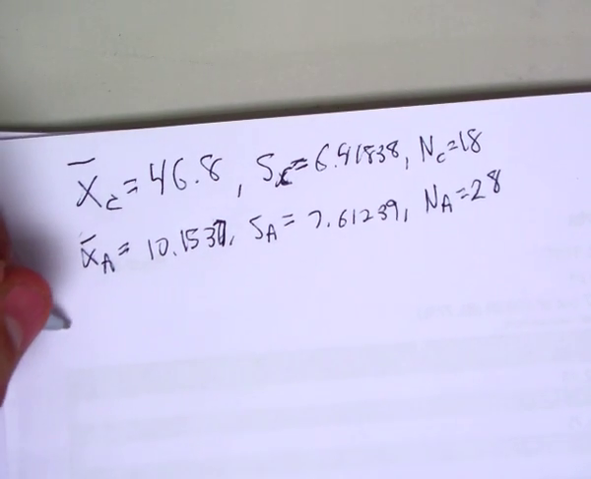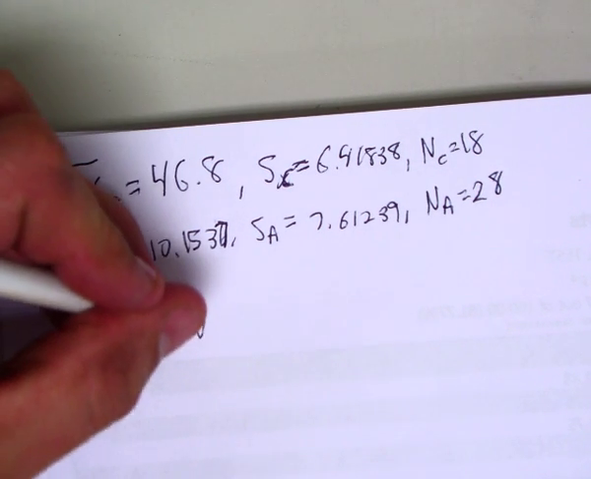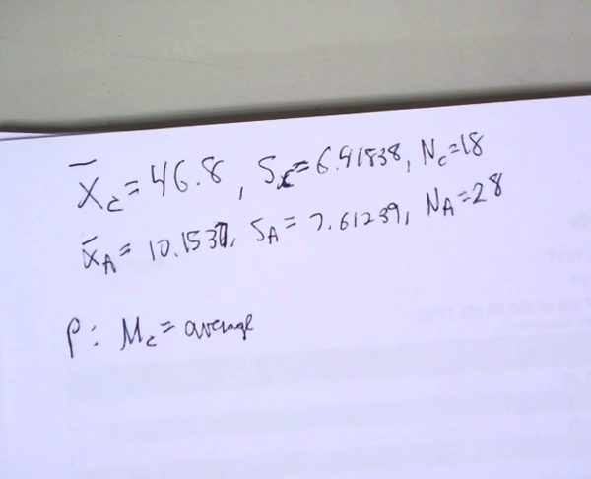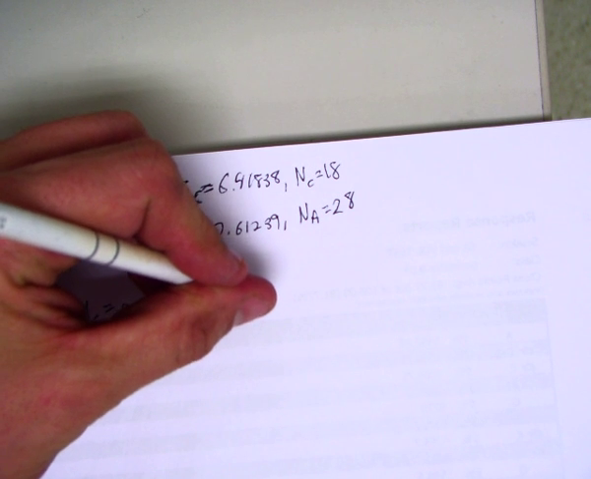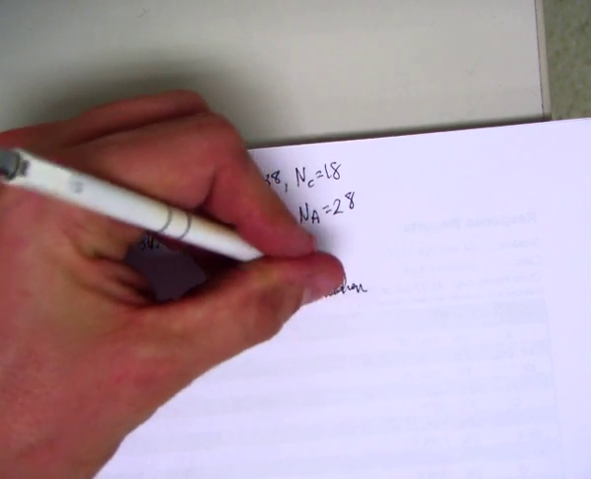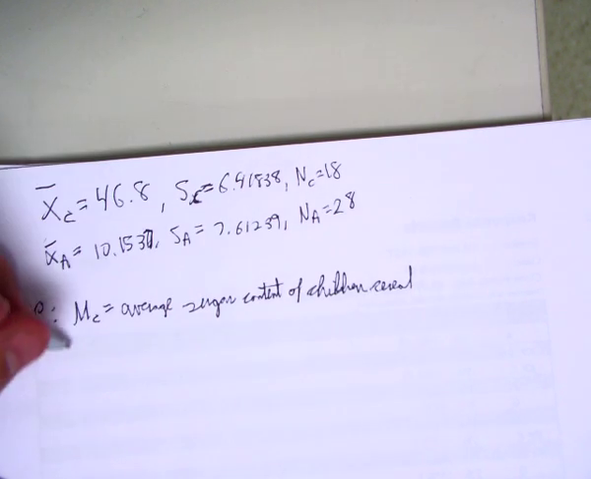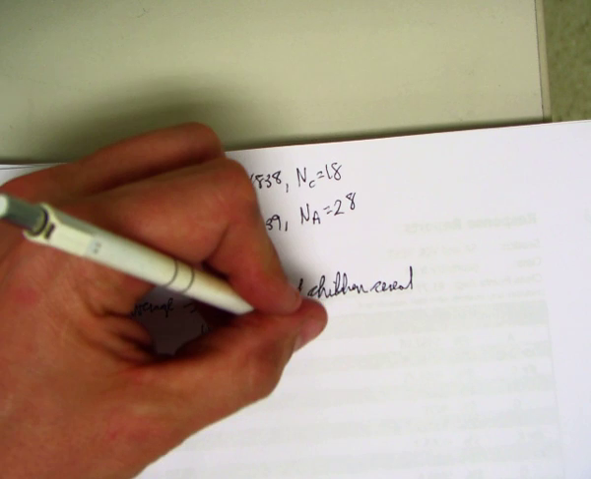Okay, so let's go through it. Mu of C is the average, let me just expand this out a little bit, so that's going to be the average sugar content of children's cereals. And then mu of A is the average sugar content of adult cereals.